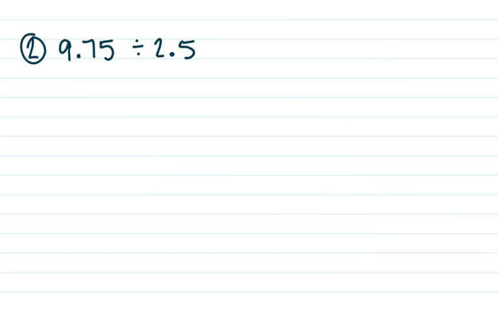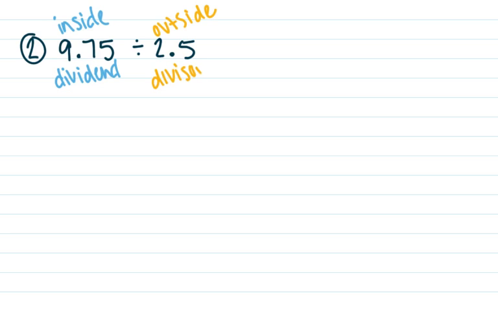Now let's go through some steps. Let's clarify, let's simplify, let's leave the dogs and the cats where they are and just get down to the nitty-gritty math. So again, when I'm dividing here, this number is my dividend, my dividend that goes inside. So when I set up my problem, that number is going to go inside. And then the number that I am dividing by is called my divisor, and it is going to go outside.